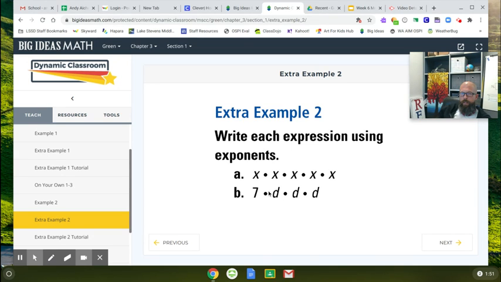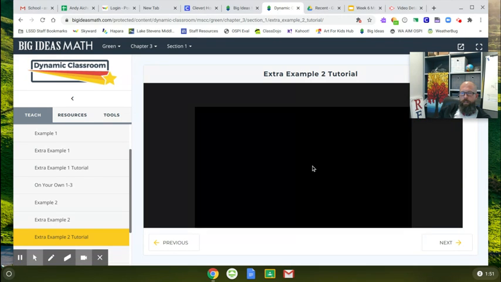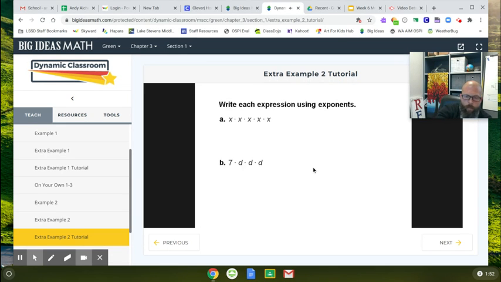Write each expression using exponents. Part A, x times x times x times x times x. So let's take a look and see. Because x is used as a factor 5 times, its exponent is 5. So x times x times x times x times x is equal to x to the 5th power.